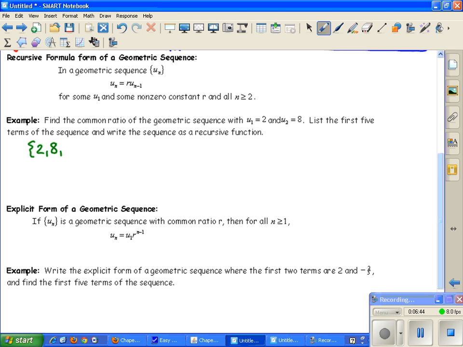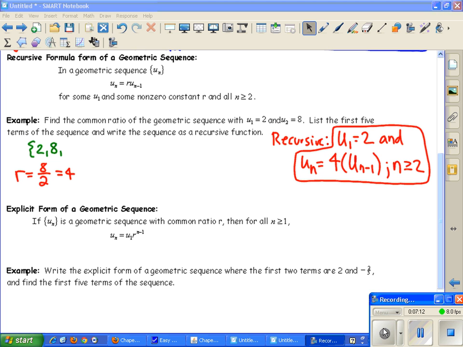So first things first, in order to write this as a recursive function, we have to figure out what our common ratio is. We already have our first term, which is 2, so that's kind of nice. So to find my common ratio r, I know that r is equal to 8 divided by 2, so my second term divided by my first term, which in this case ends up being 4. So now that I have that, I can go ahead and figure out what my recursive formula is going to be. So the recursive formula would be u sub 1 is equal to 2 and u sub n is equal to my common ratio 4 times the previous term u sub n minus 1 for all n greater than or equal to 2.